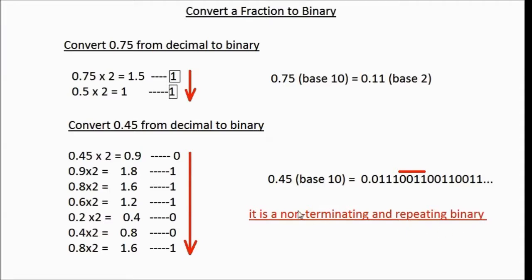So you collect the whole number parts that we produced in each line: 0.01110011, and so on. So 0.45 in base 10 is represented like this in binary. It's a non-terminating and repeating binary representation.